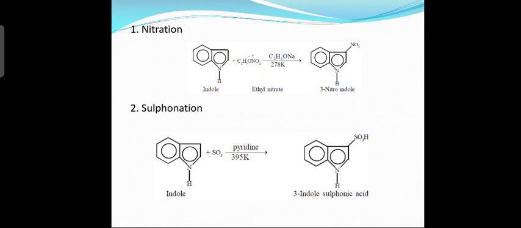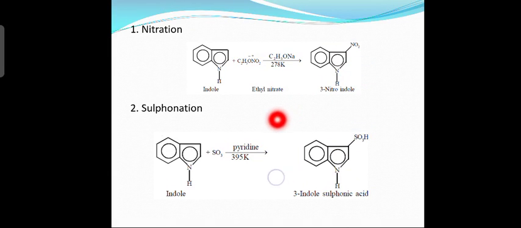Now let us see some examples of electrophilic substitution reactions. First one is nitration. Indole reacts with ethyl nitrate. What is the formula of ethyl nitrate? C2H5NO3. NO3 you can split up and write as ONO2. Ethyl nitrate in the presence of sodium ethoxide, heated to 278 Kelvin. The preferred position for electrophilic attack is the third one. Therefore, the nitro group attacks at the third position, so 3-nitroindole is obtained.